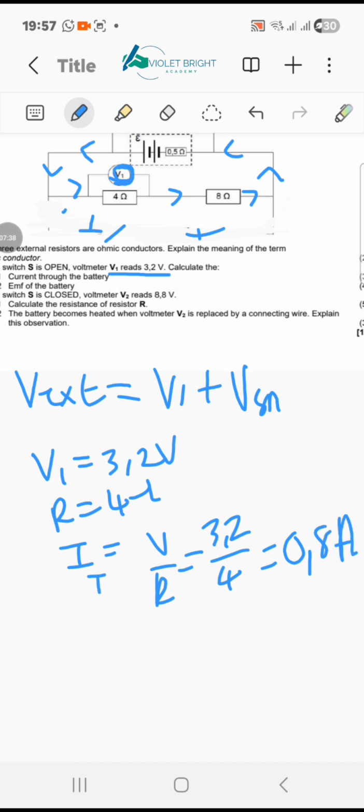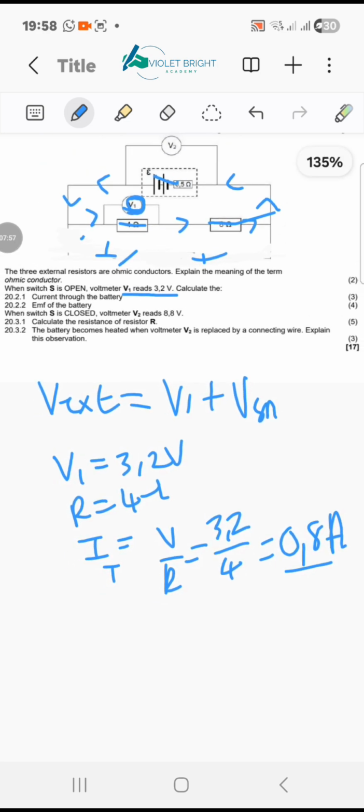Remember, in series the current is the same. So the current that is passing through here is the same current that passes through here, and the same current that goes into the battery. So in question number 1, the current that goes across the battery is this particular one. So let's go to the second question.